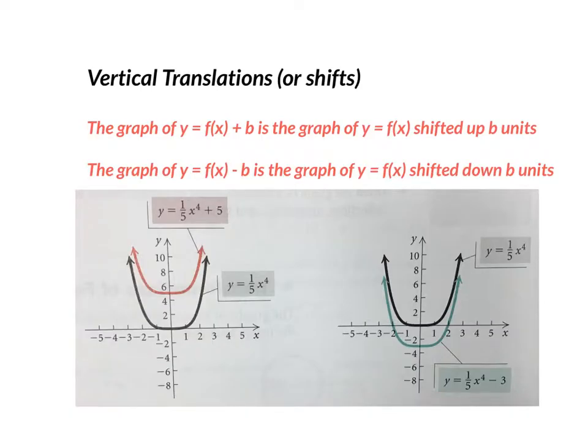All right, we have about 4 types of translations or transformations. The first is called vertical translations or shifts, and that is when you add something to the end of an equation or end of a function. If you add a b, you're going to shift it up that far. If you subtract b, you're going to shift it down that far. And I got a picture down here to show you what I mean.